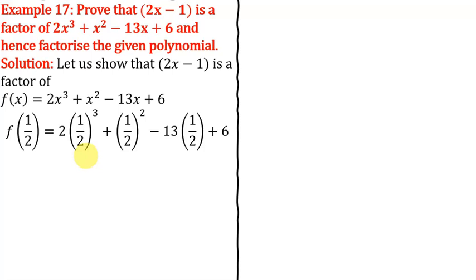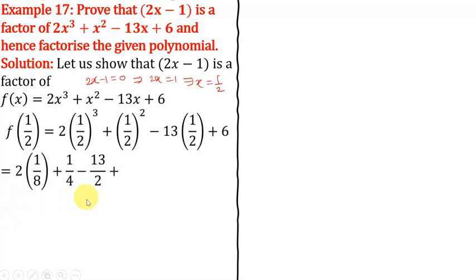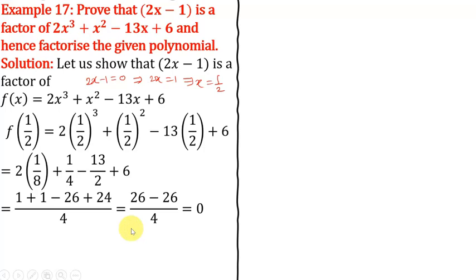Okay, then how is it? 2x minus 1 is equal to 0, implies that 2x is equal to 1, implies that x is equal to 1 upon 2. After simplification, then you will have here 2 into 1 upon 8 plus 1 by 4 minus 13 by 2 plus 6. Okay.